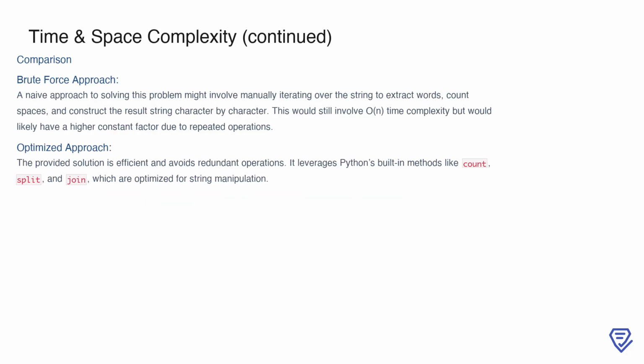Let's compare this optimized approach to a brute force method. A naive approach might involve manually iterating over the string, extracting words, counting spaces, and constructing the result string character by character. While this would still result in O(n) time complexity, the constant factor would likely be higher due to repeated and less efficient operations. On the other hand, the optimized approach leverages Python's built-in methods like count, split, and join, which are specifically designed for efficient string manipulation. This eliminates redundant operations and ensures that the solution remains both concise and fast.